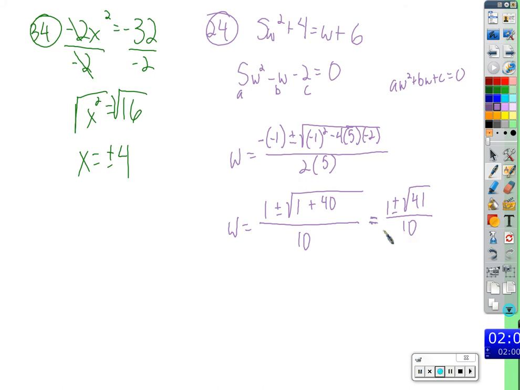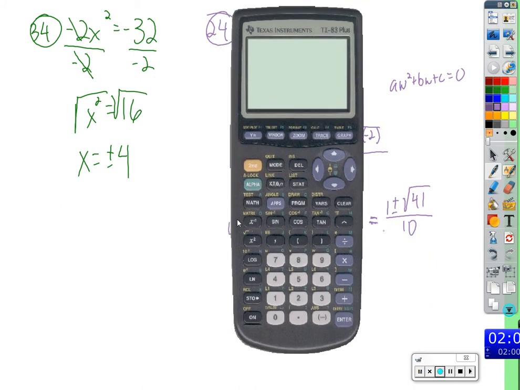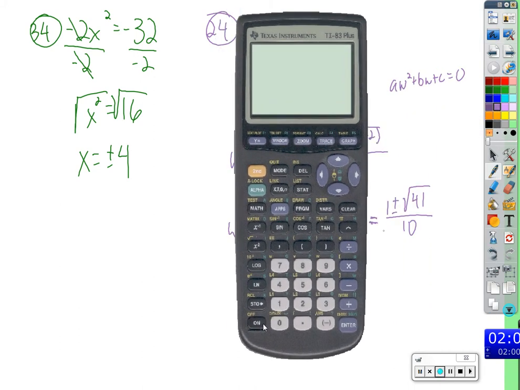Sure that everybody will get the same answer. If you put it in decimal form, it would be a little easier. So if we do 1 plus the square root of 41, divide by 10, and use this in parentheses.